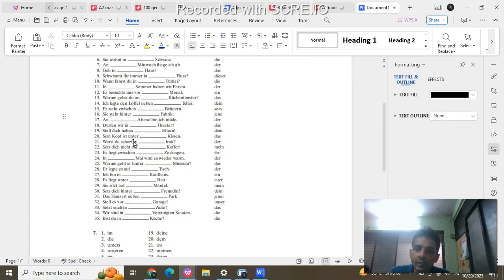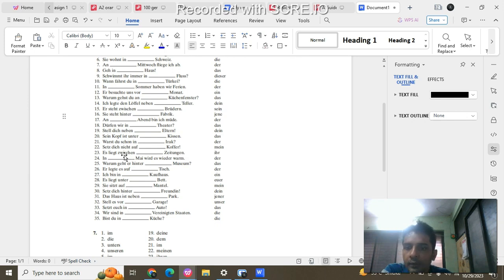Sein Kopf ist unter dem Kissen. Unter is dative in this case, dem. Warst du schon im Irak? There's no motion here. There's no wohin. When you are in Iraq, it's a dative form. Setz, again setz is accusative. Setz dich nicht auf meinen Koffer. Accusative. It's correct.